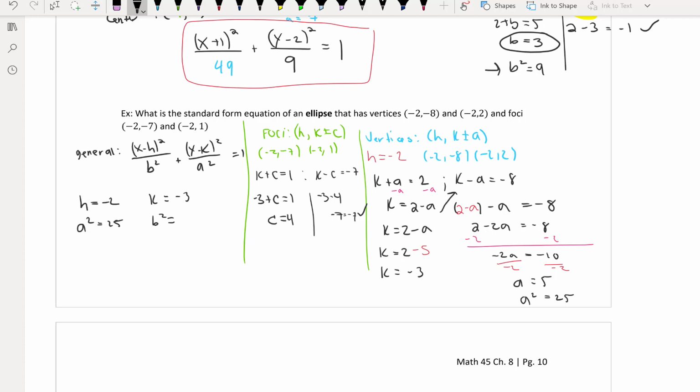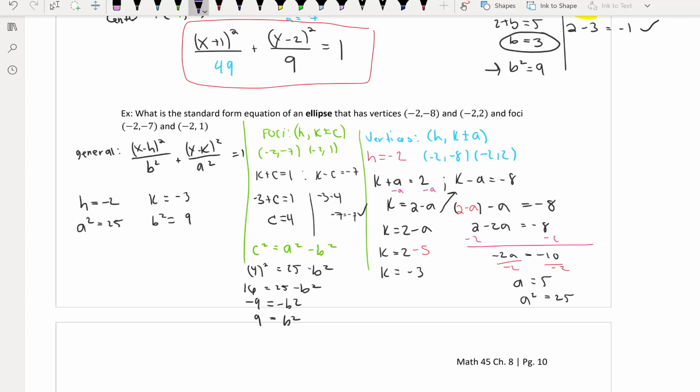So for that b value, remember with the foci, I have c squared is equal to a squared minus my b squared. So here, c squared, that would be 4 squared. That a squared is 25 minus my b squared. So I'm going to have 16 is equal to 25 minus my b squared. So I'm going to go ahead and do this. I'm going to have my 16 minus 25, which is -9, is equal to -b squared, which tells me that 9 is equal to b squared. So now I know that my b squared is equal to 9.